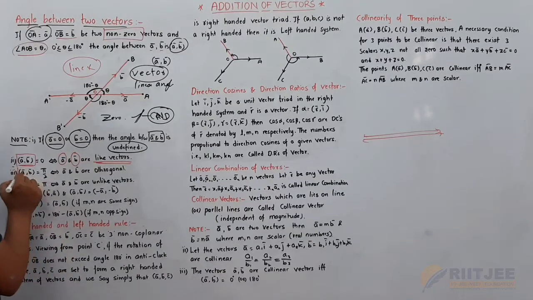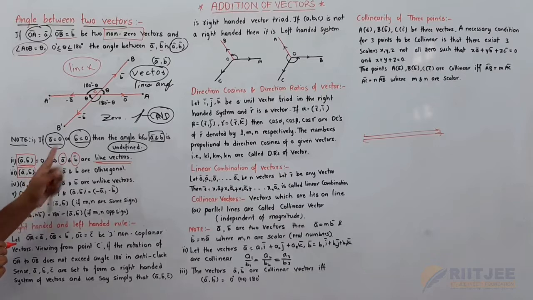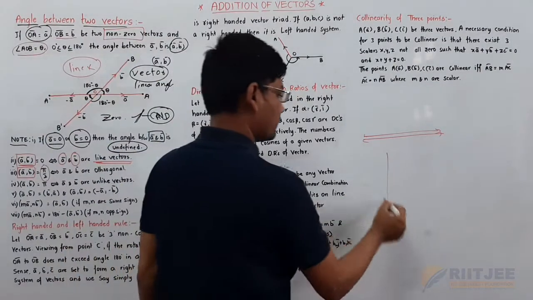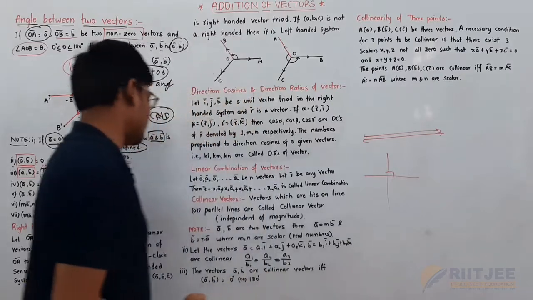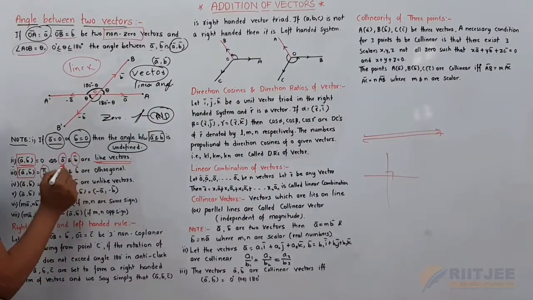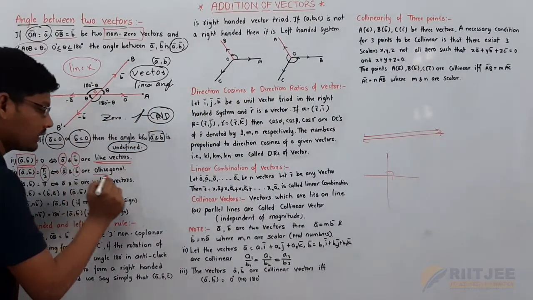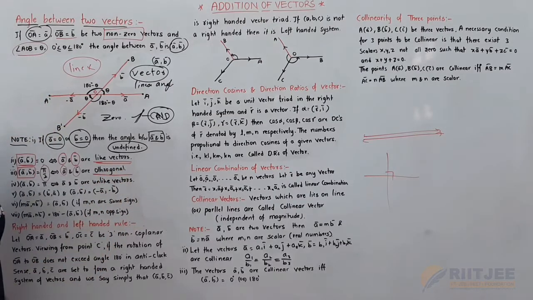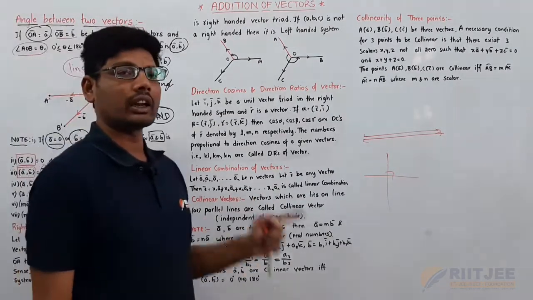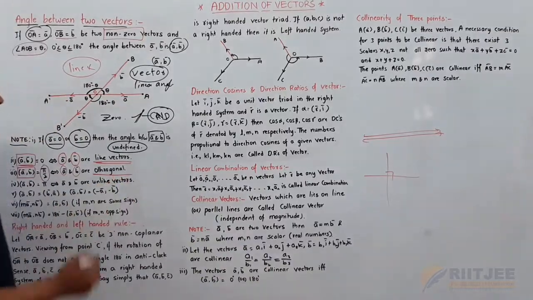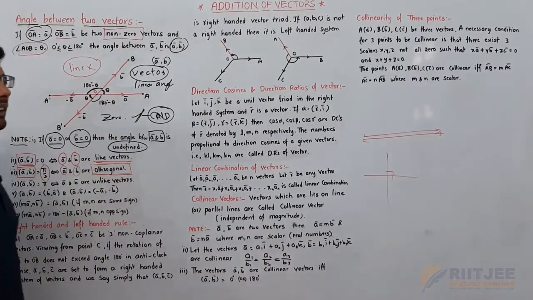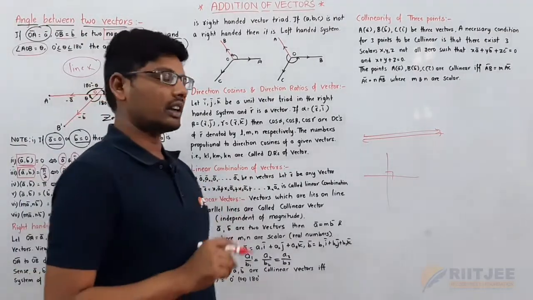Now if the angle between A bar and B bar is theta, and the angle between two vectors is pi by 2, that is nothing but 90 degrees, then the vectors A bar and B bar are said to be orthogonal vectors. Already we discussed the orthogonal condition. The perpendicular vectors are said to be orthogonal vectors.